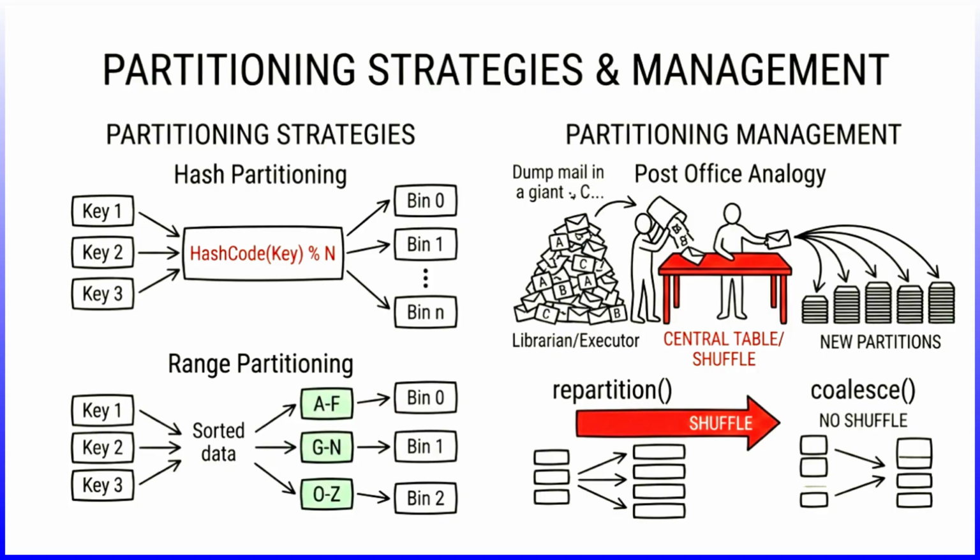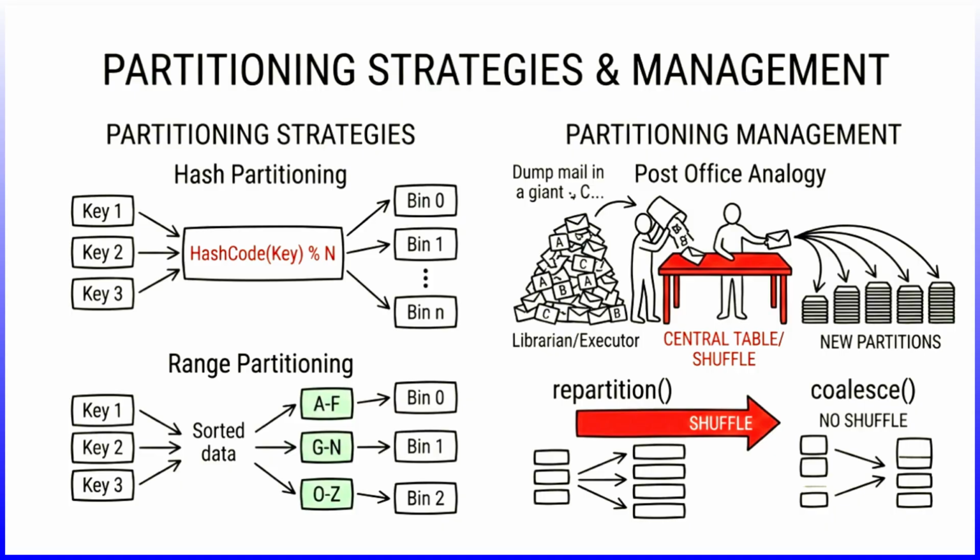Then the second, range partitioning. This is like sorting mail by zip code. All the mail for names A to M goes to one bin and N to Z goes to another bin. This is perfect if you know you'll need to search for a specific range of values later.